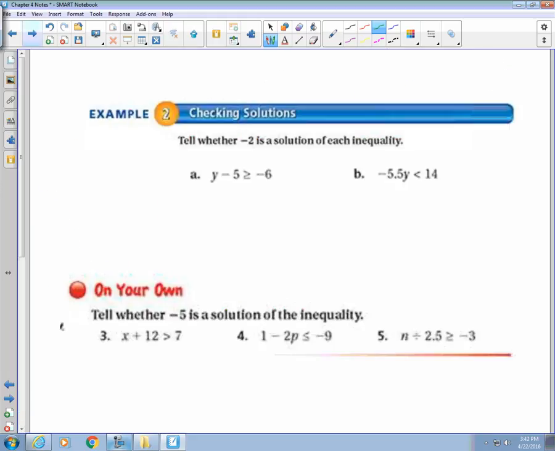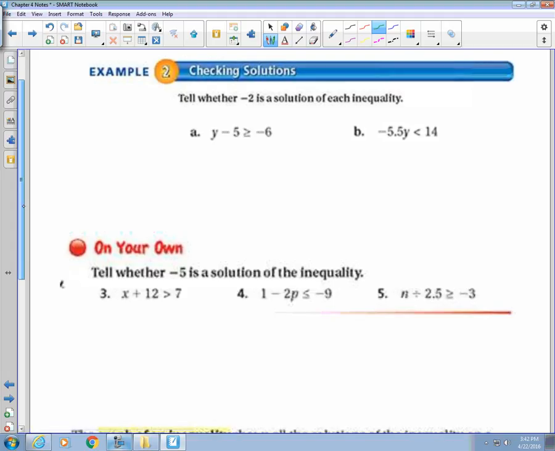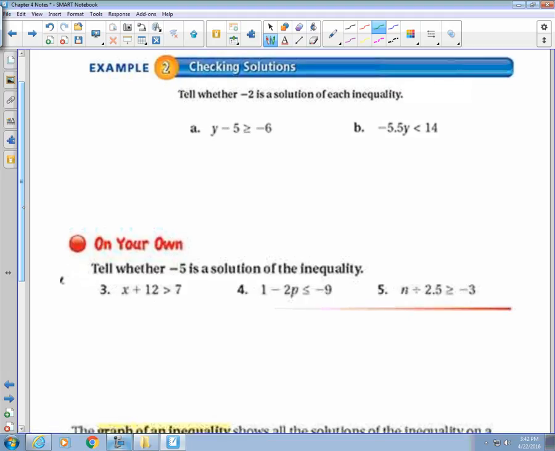All right. Checking solutions. If we're given a problem and we need to check for solutions, all we need to do is plug in the number that they're asking about for the variable and see if it makes the inequality true. So they're asking us, tell whether negative 2 is a solution of each inequality. All I'm going to do is plug negative 2 in for the variable.